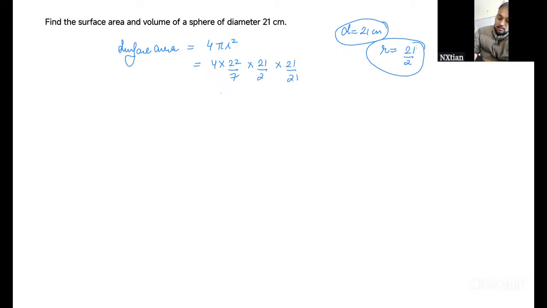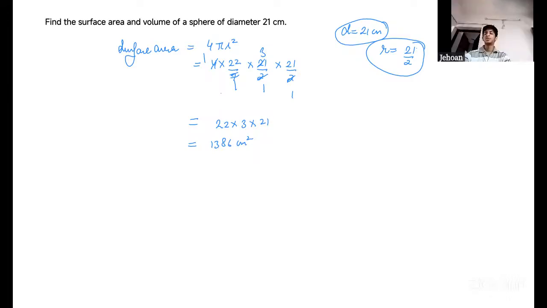Did you understand? Yes or no? So now 7 ones are 7, 7 threes are 21, 2 twos are 2, and this will become 1 and 1. So it will become 22 into 3 into 21. And when you multiply it, you will get answer 1386 centimeters square. What mistake did you do, Jahan? I didn't multiply by 3.